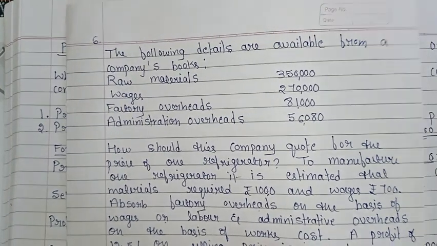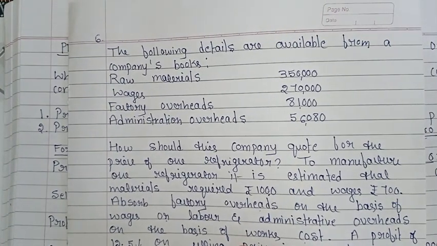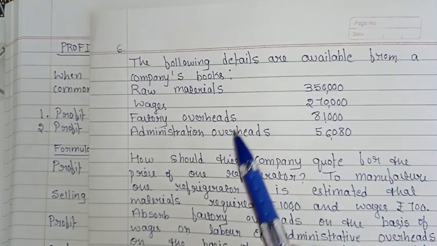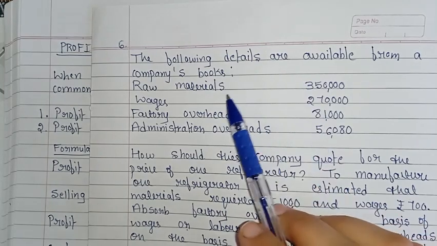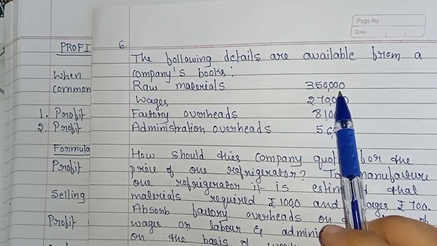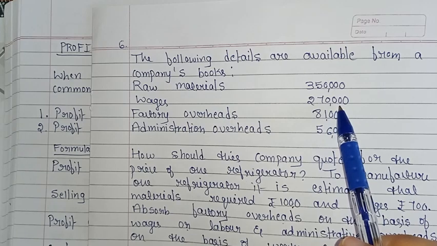Hello everyone. In today's class, we are going to solve one more problem of cost sheet. Let's see the problem. The following details are available from a company's books. Raw materials rupees 3,50,000, wages rupees 2,70,000.